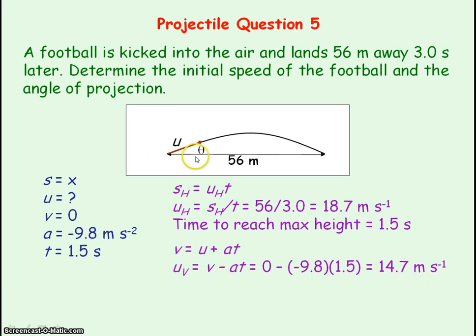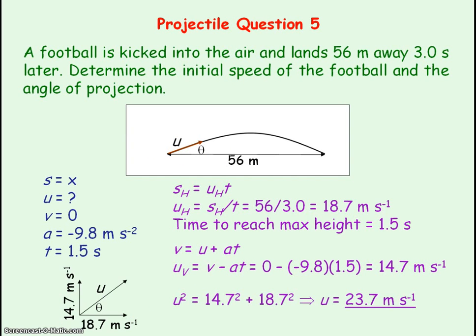So we have the horizontal velocity and we've got the vertical velocity. So to find the initial speed of the football, we will need to use Pythagoras, and that will give the initial speed to be 23.7 meters per second. And the angle of projection, theta, we can use trigonometry and the tan term, which gives us an angle of 38 degrees.